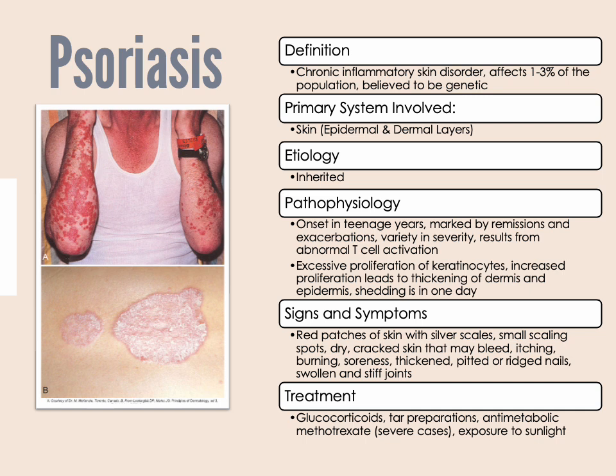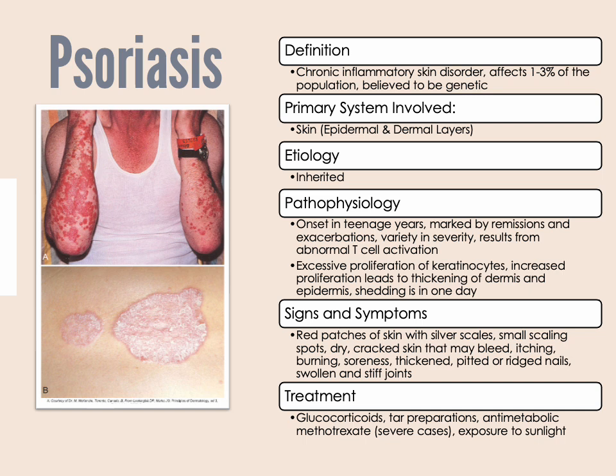It is something that normally onsets in your teenage years, and we do see remissions and exacerbations and even differences in the severity of the psoriasis. It can be on the arms. You can see this on scalps. You can see this in different areas of the body.